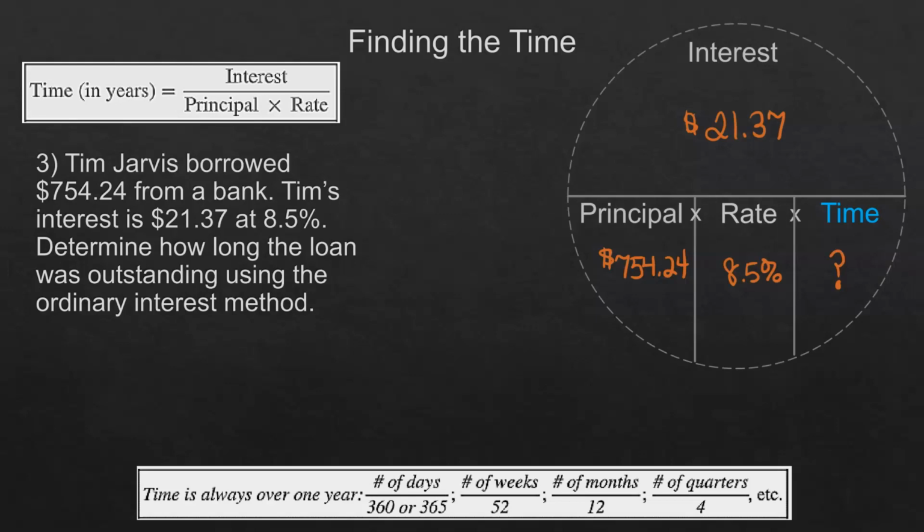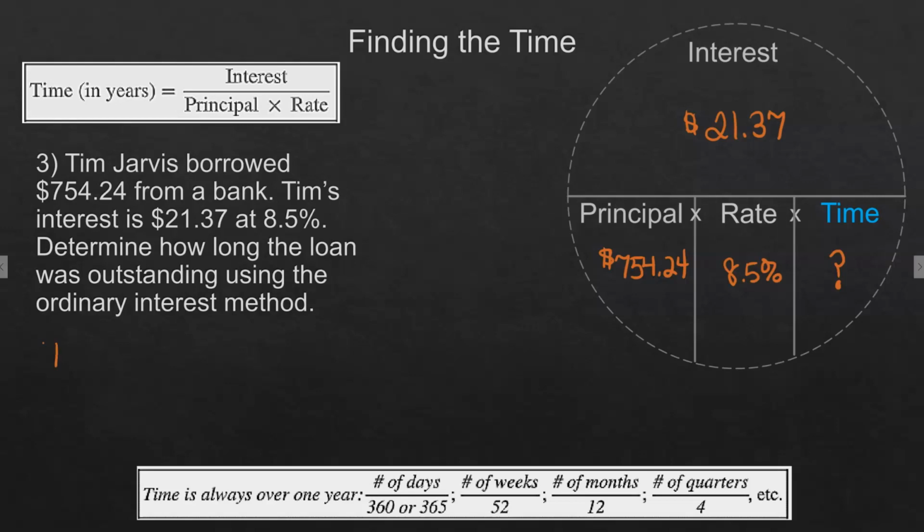Now, notice that I have it written down here. Time is always over 1 year. So if your time is given to you in days, you'll put it over 360 or 365. If it's given to you in weeks, you'll put it over 52, months over 12, quarters over 4. We don't do too much of that. But in this case, we're looking for the number of days because that's what we've been working with in this same problem. I didn't read it because it's basically the same thing with a different missing part.